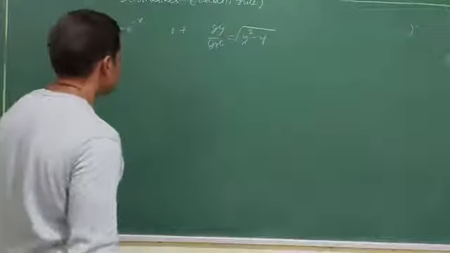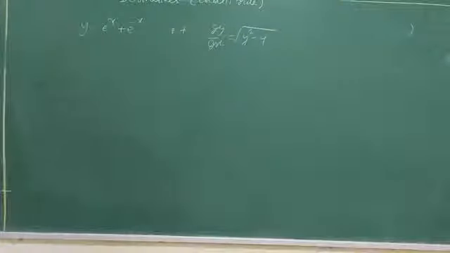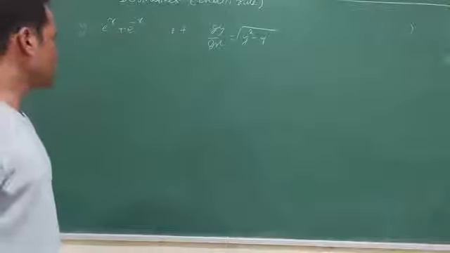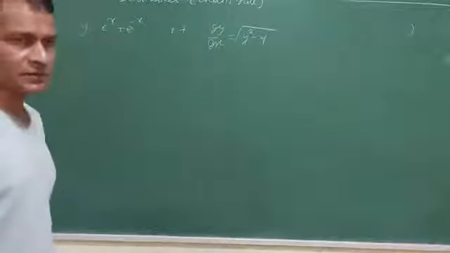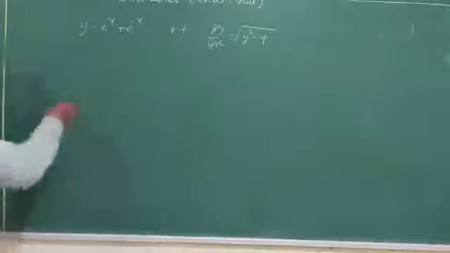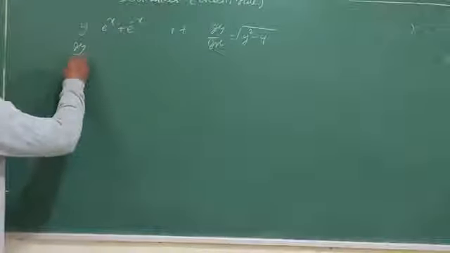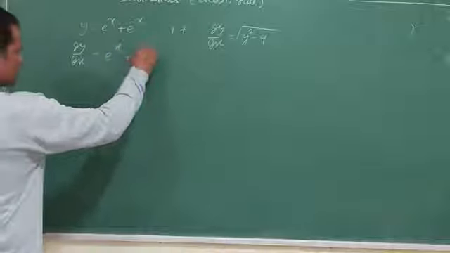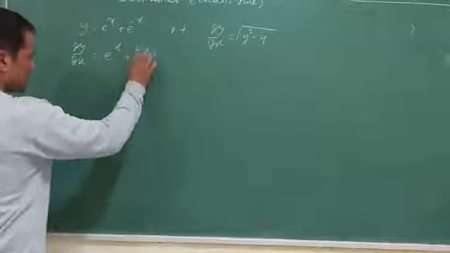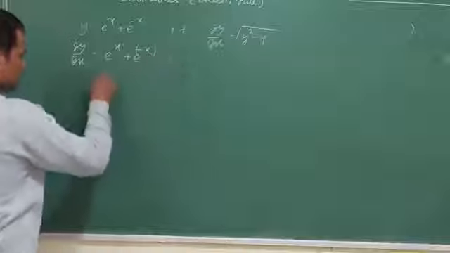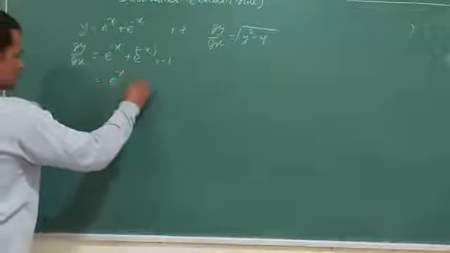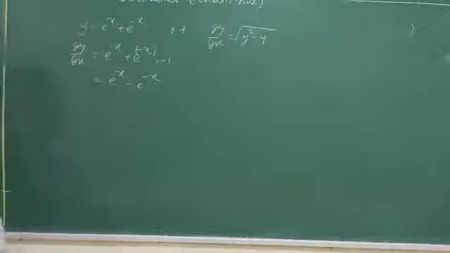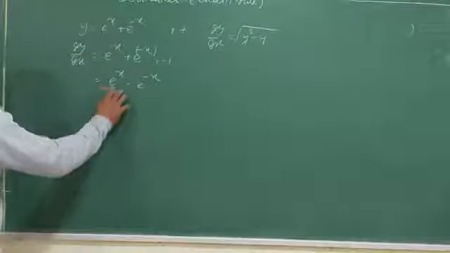Sometimes this kind of questions you may get. y is equal to e to the power x plus e to the power minus x. Prove that dy by dx is equal to under root y square minus 4. dy by dx equals e to the power x, e to the power minus x into derivative of minus x, that's why minus 1. That gives you e to the power x minus e to the power minus x. This is going to be a plus b, this is a minus b.